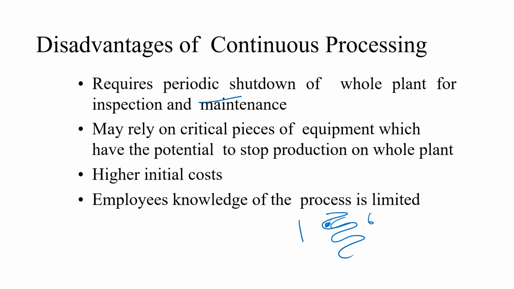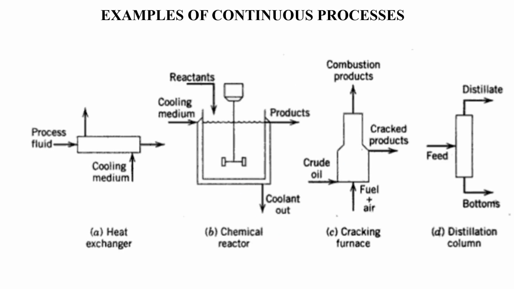And then it may rely on a critical piece of equipment, which could potentially stop production of the whole plant. Suppose there is any problem in that, then the whole production has to be stopped. So that's a disadvantage. Then it's a higher initial cost. And then the employees' knowledge: the layman cannot understand this process. So these are the disadvantages. The advantages of batch process become the disadvantages of continuous process, and the disadvantages of batch process become the advantages of continuous process. So we'll see some examples.